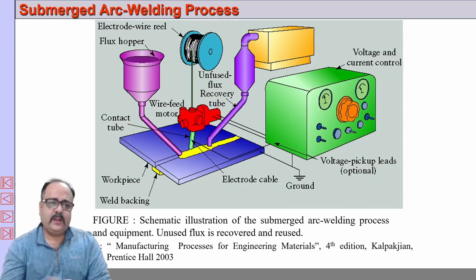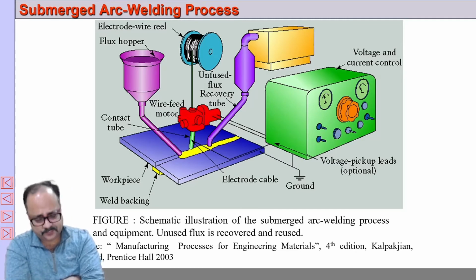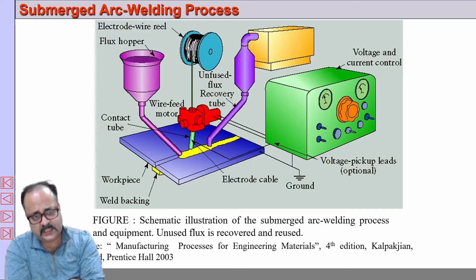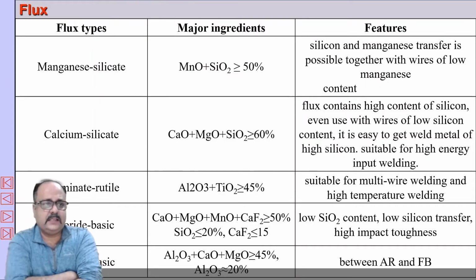Now why do we prefer electrode positive in DC welding in this type of submerged arc welding process? It gives us deep penetration. With electrode negative, the deposition rate will be increased, but penetration will be less. So for electrode positive, the penetration will be high. So we prefer that. These are the fluxes.